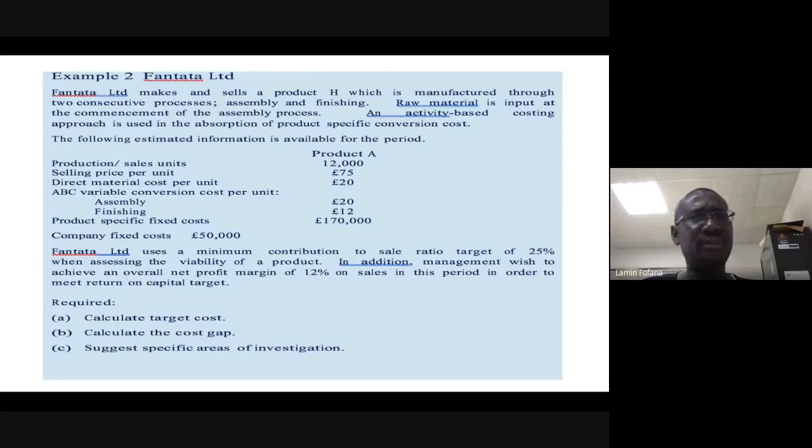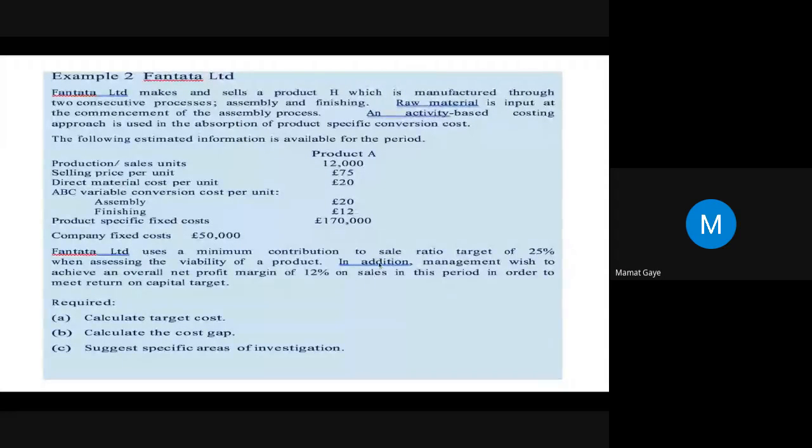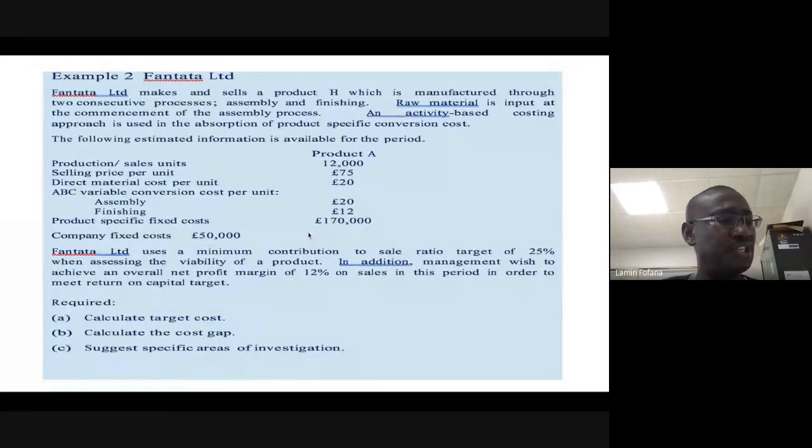Let's look at a question called Fantata. There is some value engineering in it. So I'm going to open a new spreadsheet file that we're going to use to answer our question. Please screenshot this if you don't have it. It's already in the notes that I've shared on the WhatsApp.